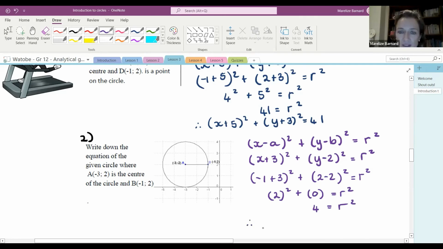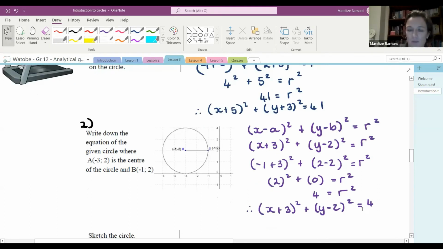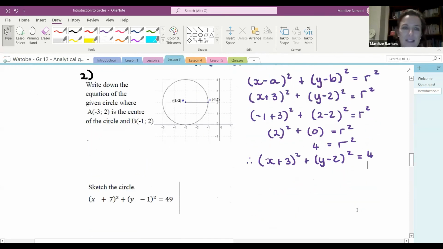Round off our answer nicely by putting everything together with the center and the radius, the full equation of the circle: (x + 3)² + (y - 2)² = 4. Okay, well done, everyone. That is looking great.